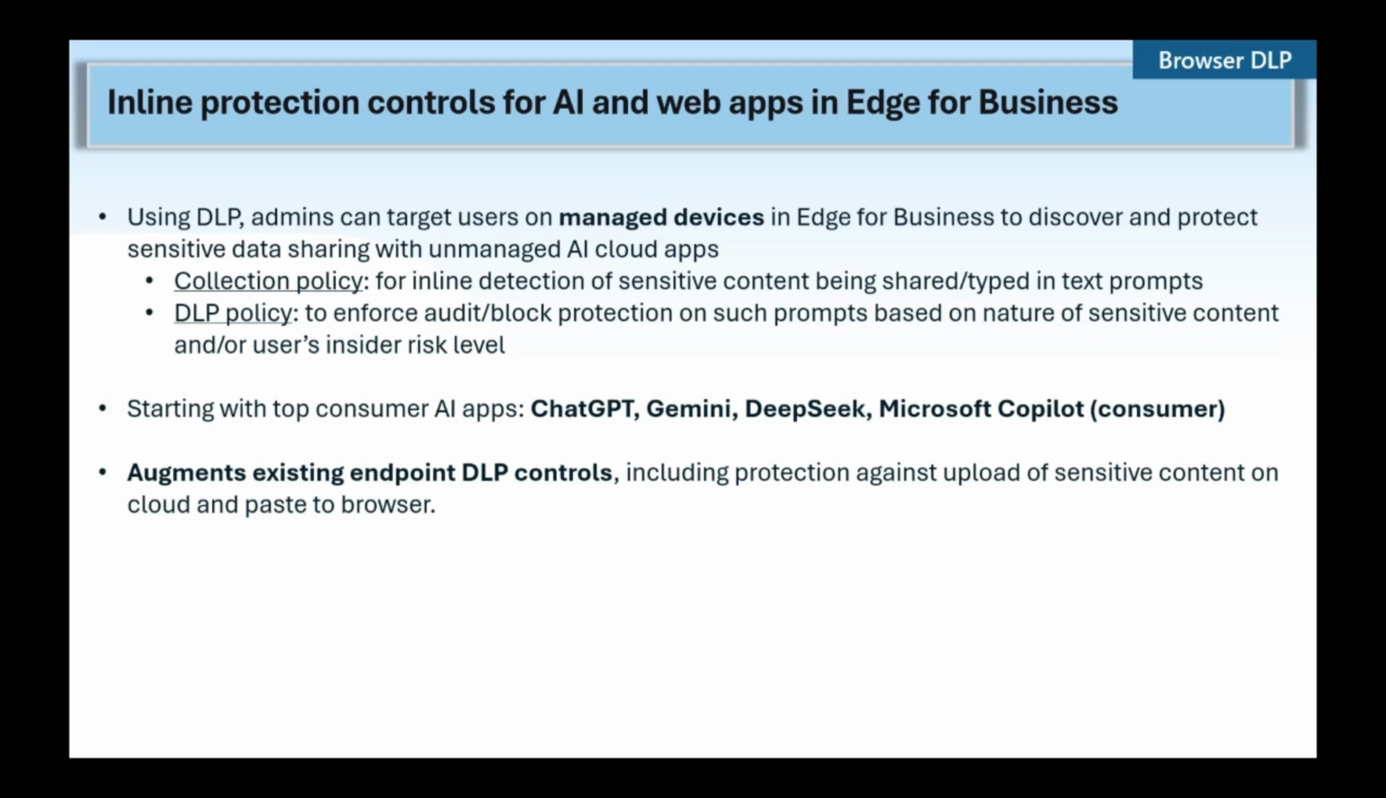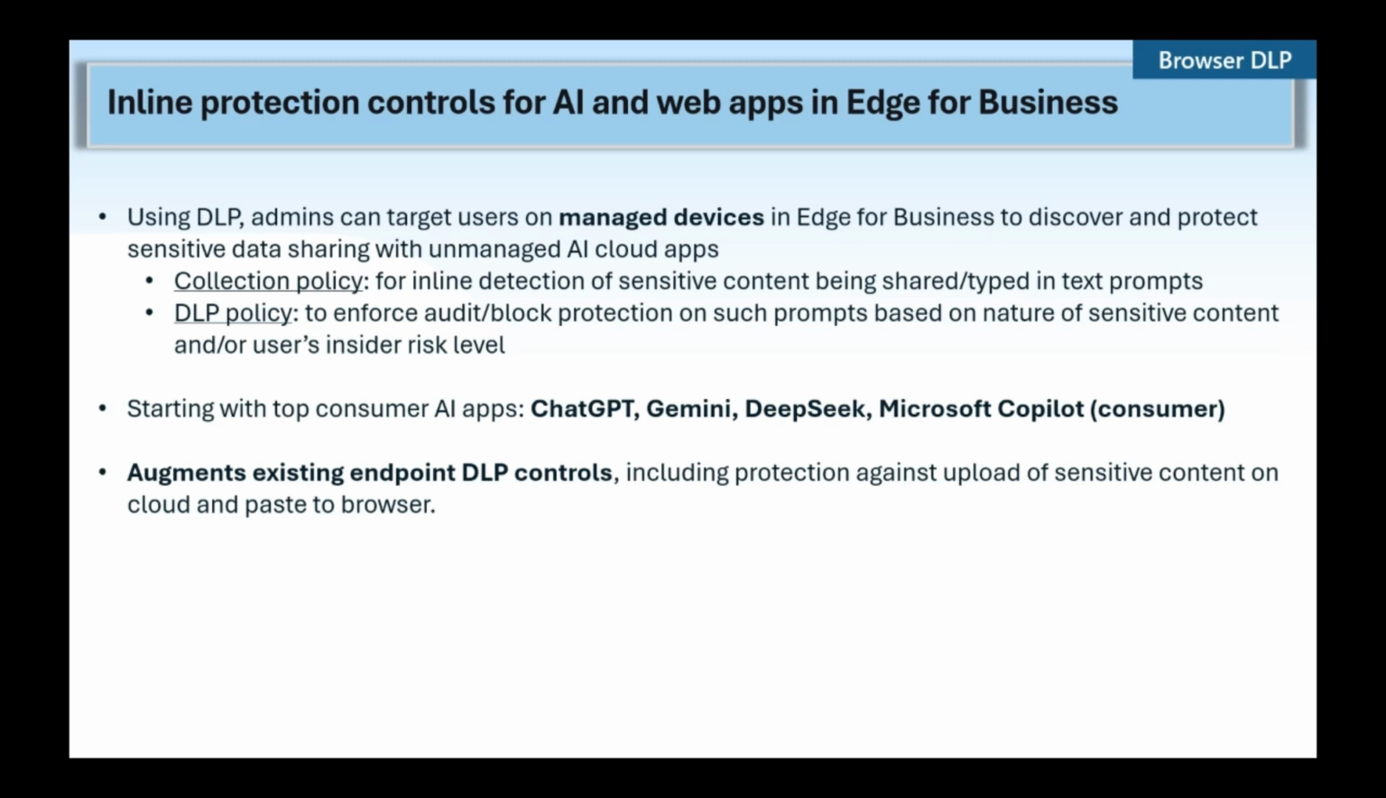So talking about the value this feature brings, business data is sent to unmanaged AI apps by users. It can be purposeful or it can be accidental, but it can potentially lead to a data security incident. So more visibility into the prompts will allow admins to better target these exfiltrations. Now, for the purpose of discovery of sensitive content typed in prompts, we have the collection policy as we discussed before. And to enforce a block on this, DLP policy can be leveraged. Now, we are starting with some of the top consumer Gen AI apps, which are ChatGPT, Google Gemini, DeepSeek, Copilot for Bing. So admins will be able to block typed prompts containing sensitive data on these apps.